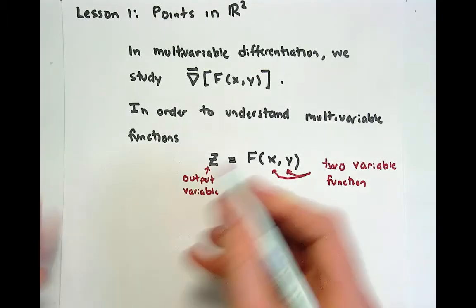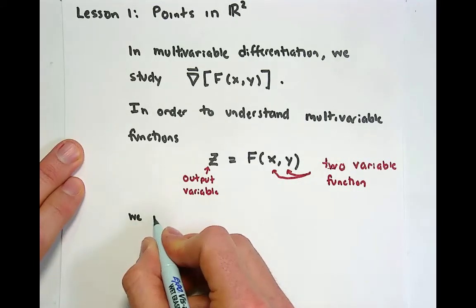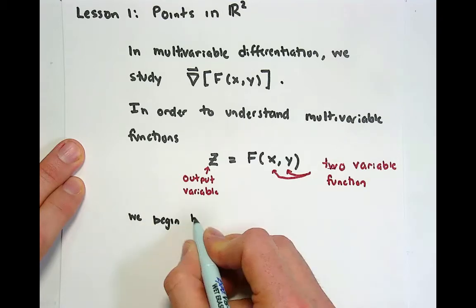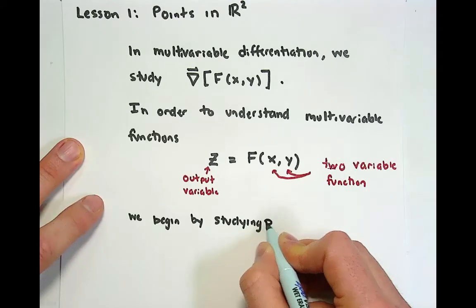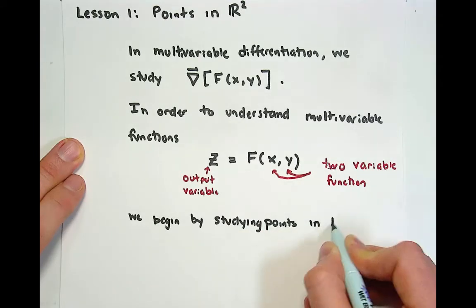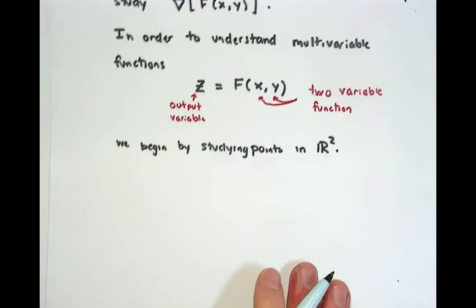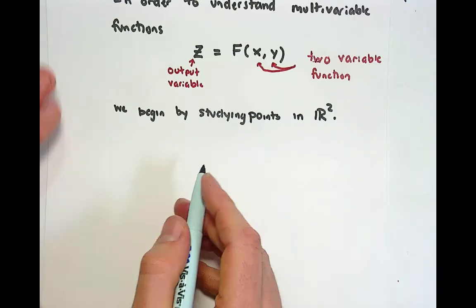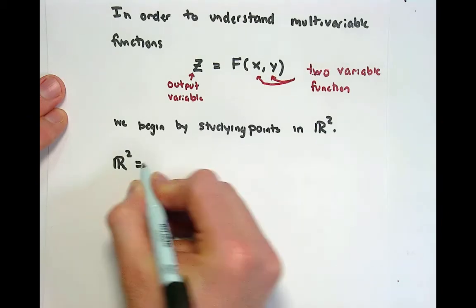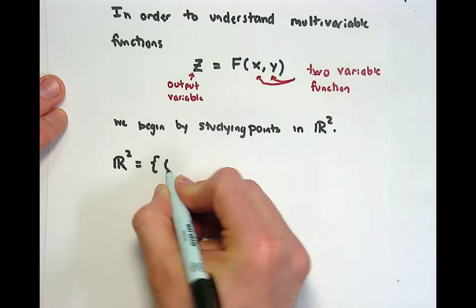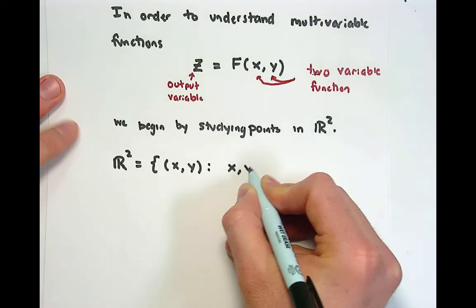In order to understand this, we begin by studying points in R2. All right. So, R2 is going to be defined as the set of ordered pairs x comma y where both x and y are in R.